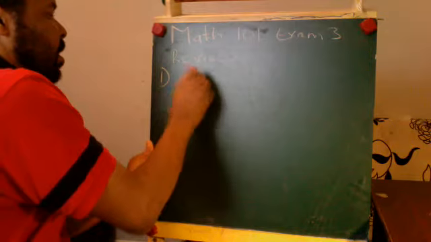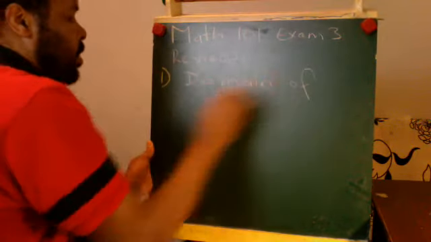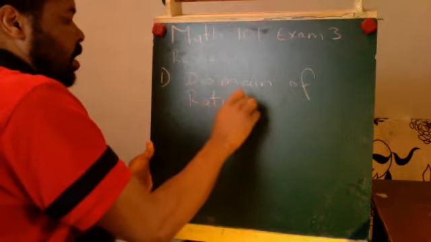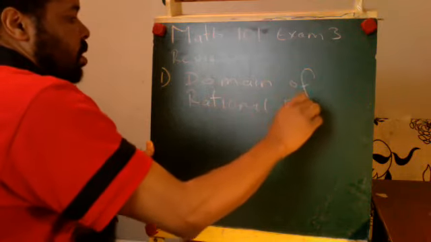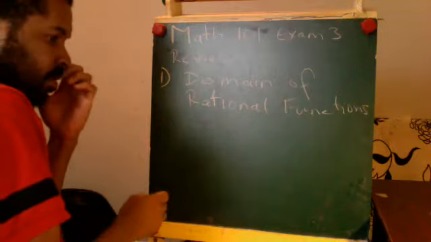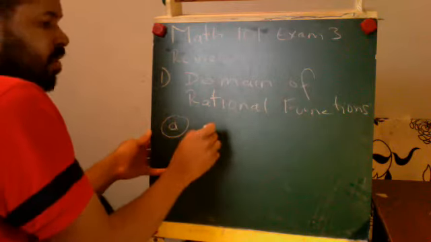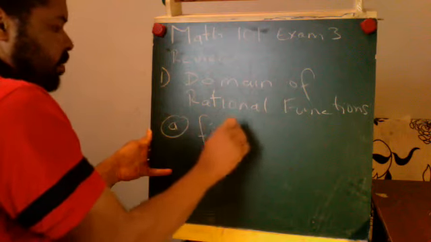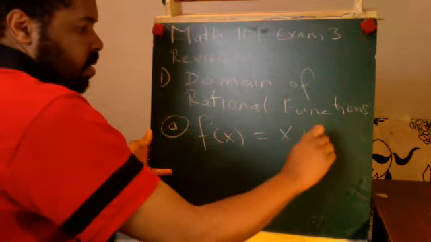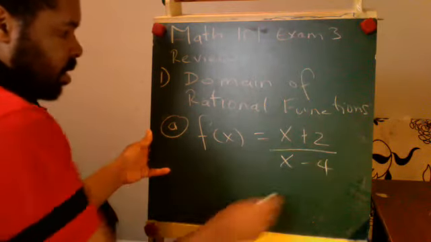Domain of rational functions. I'm not going over all of them. I'll go over A. So for A, you have a function f of x is equal to x plus 2 over x minus 4.